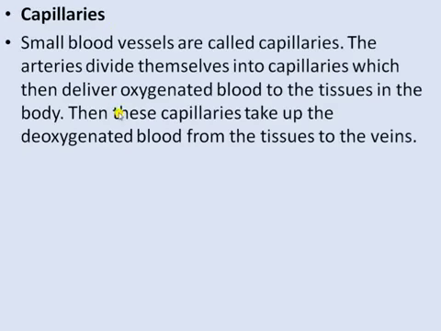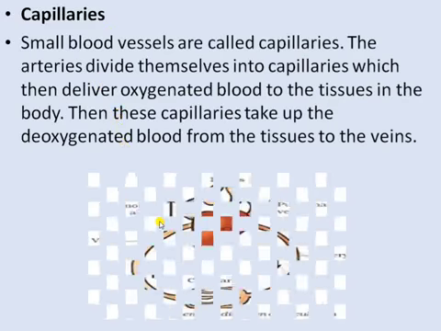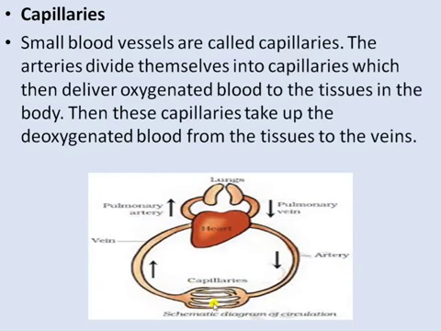Capillaries. The small blood vessels are called capillaries, and the arteries divide themselves into capillaries, which then deliver the oxygenated blood to the tissues in the body. These capillaries take up the deoxygenated blood from the tissues to the veins. First thing, they have an extremely thin wall, and blood flow is extremely slow.